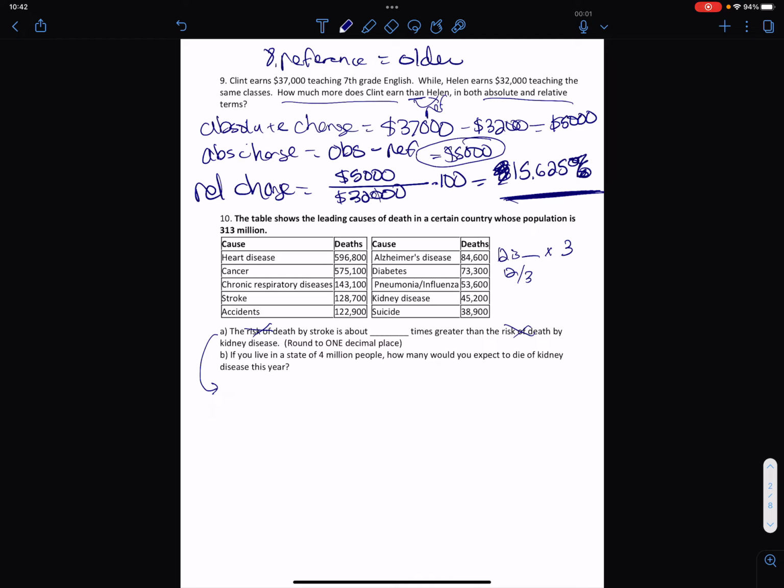So what I'm going to do here is I'm going to take the number of deaths by stroke. That will be my numerator. The number of deaths by kidney disease, and that will be my denominator. And I've got, so 128,700 is my numerator, and 45,200 is my denominator. So we are going to round this to 1 decimal place once we get it.